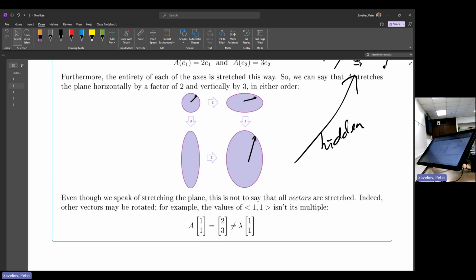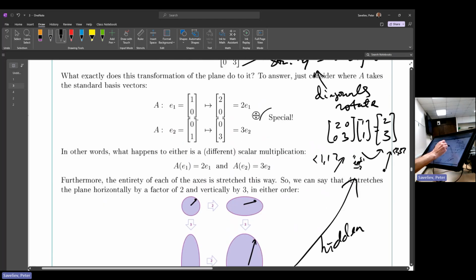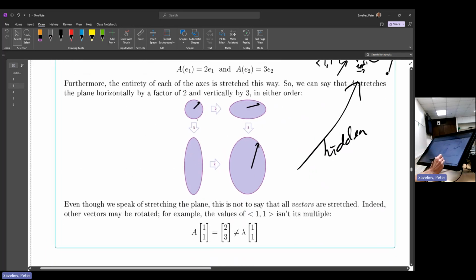So there are two special vectors that are being stretched. These are the special ones, and this is generic really. All the vectors behave this way, not that way.